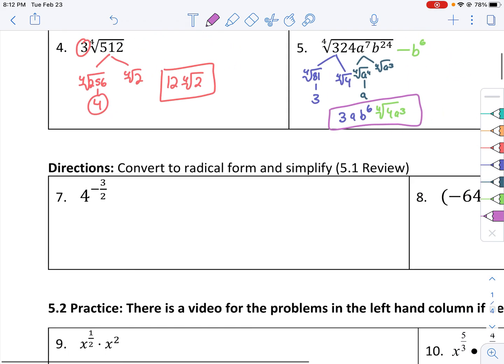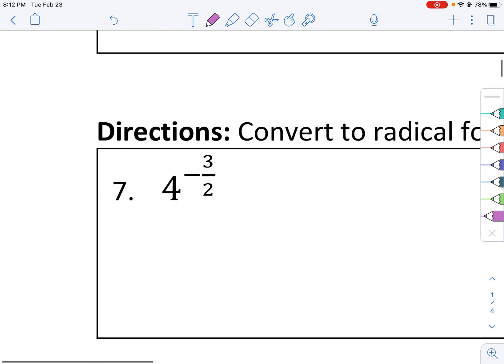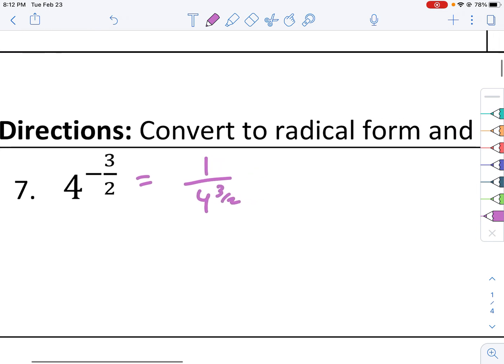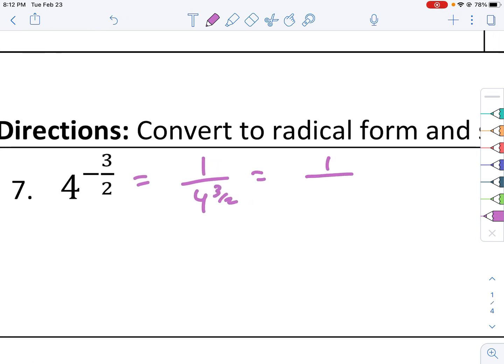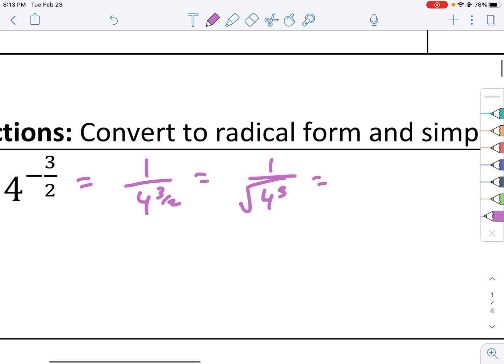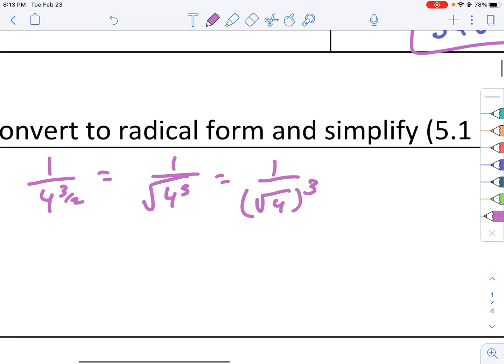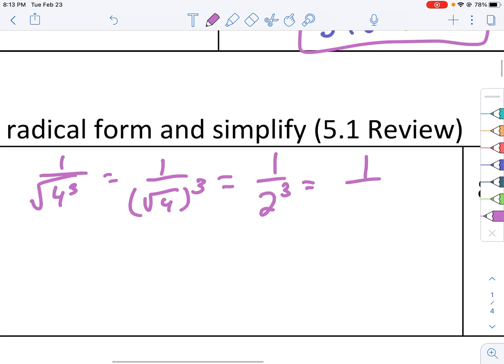Next up, so just convert to radical form and then simplify. So if we're converting this to radical form, this would become 1 over 4 to the 3 halves, which would give us 1 over, and then this is 4 cubed square rooted. All right. Probably a little bit better to write it square root of 4, and then that's getting cubed, because the square root of 4 is just 2. So 1 over 2 cubed, which gives us 1/8.